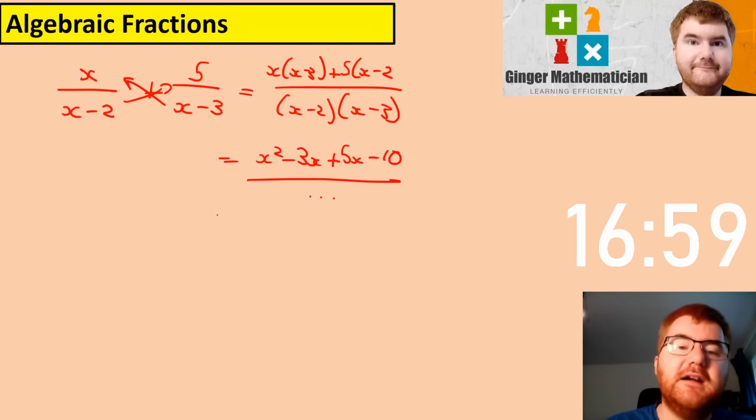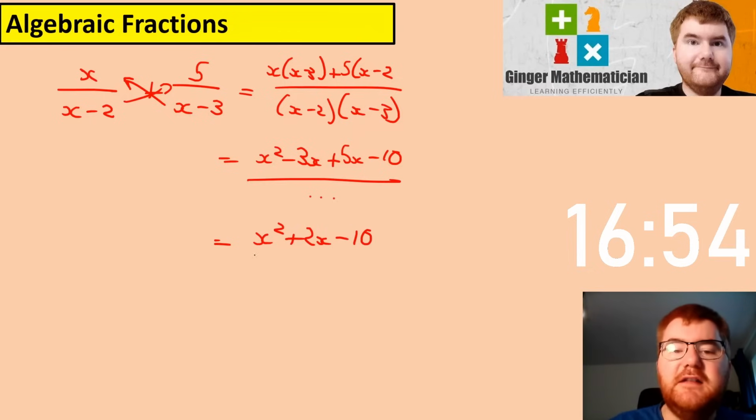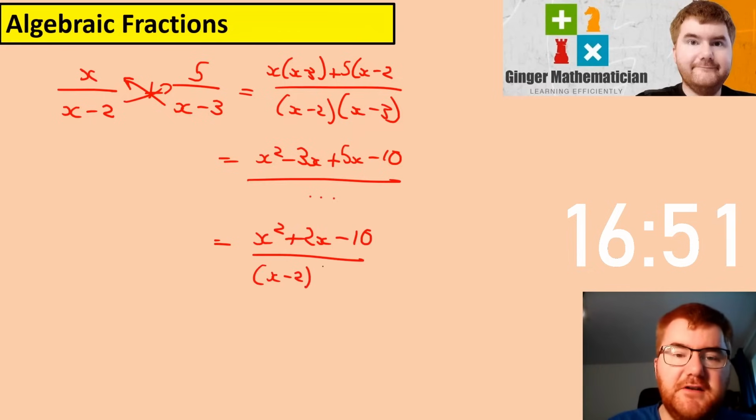We can leave the bottom as brackets. I put 3 dots to speed things up. So we get x squared plus 2x minus 10 over x minus 2, x minus 3.